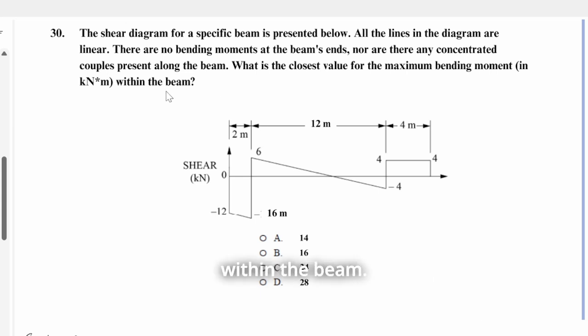That is a unit within the beam. So if you look at this unit, kilonewton meter, that's a combination of multiplication between kilonewtons on the y-axis and meters on the x-axis. So the area of these diagrams is what gives you this kind of unit.